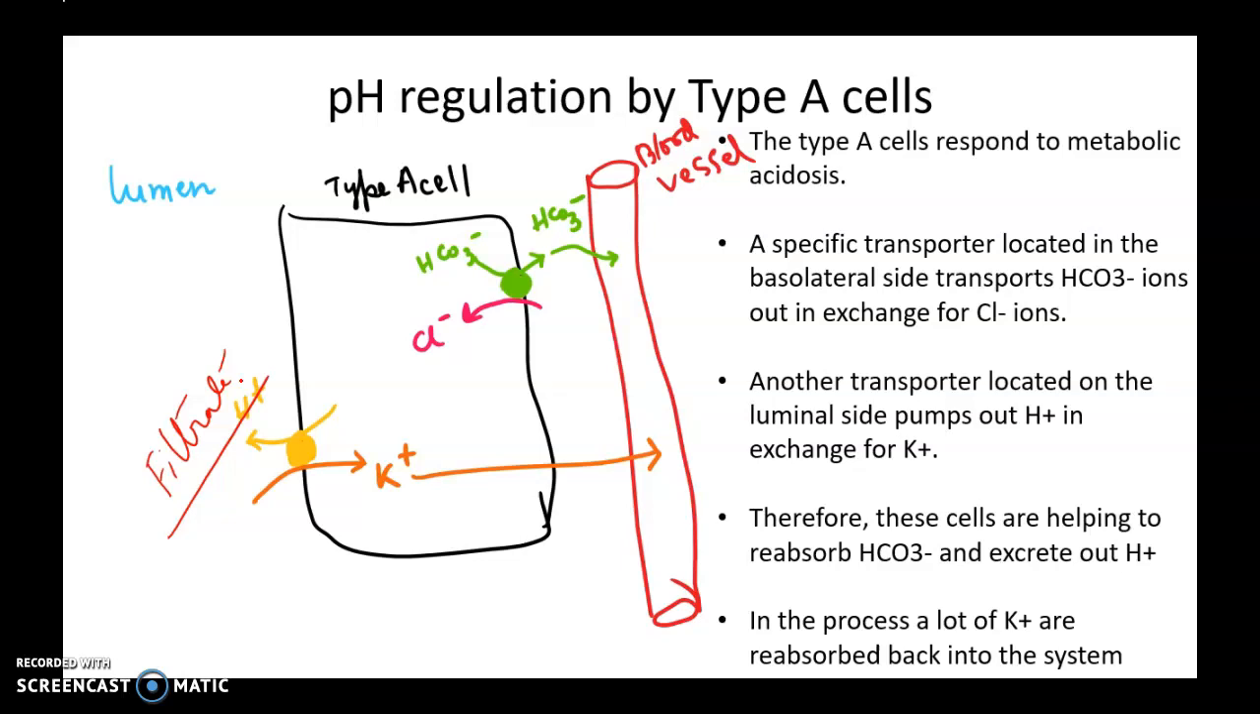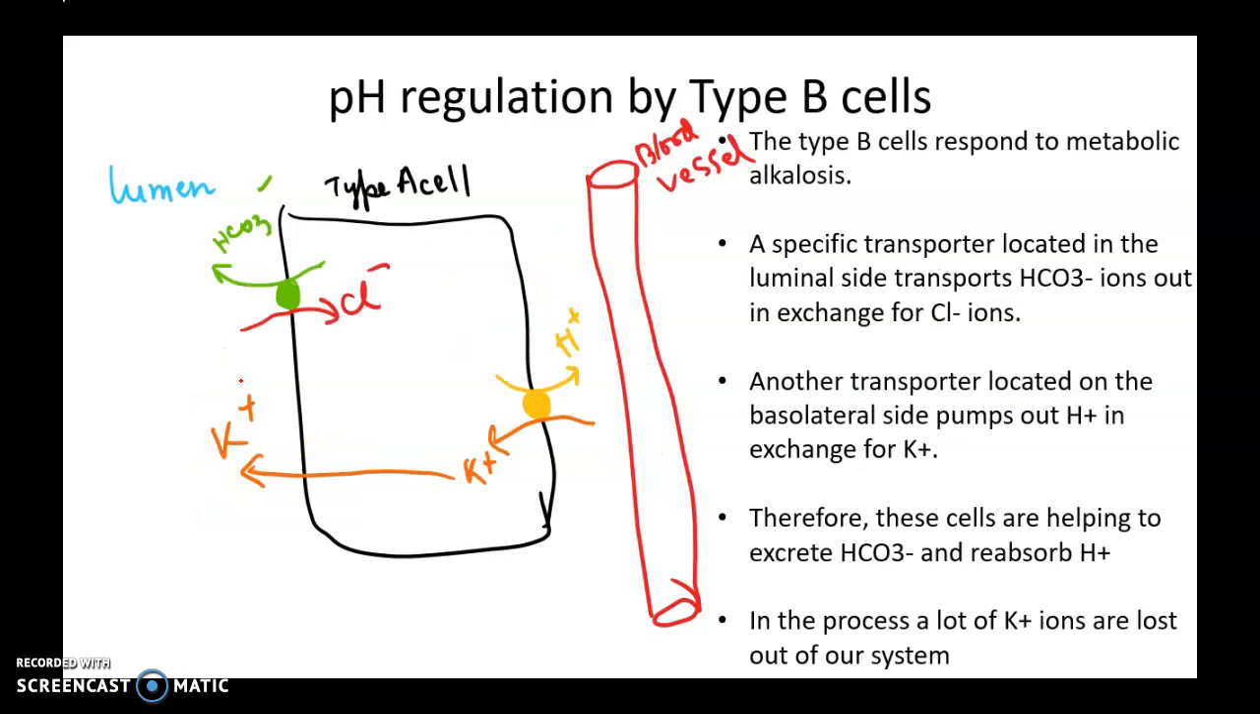So when do we need to get rid of hydrogen ions? When we are acidic, right? We need to get rid of hydrogen ions, and that is exactly what's being controlled by these type A cells. Okay. And then as hydrogen is pumped out into the lumen, potassium ions are pumped in, and then ultimately potassium leaks out into the blood vessels. Therefore, these cells are helping to reabsorb bicarbonate and excrete hydrogen ions, and in the process, a lot of potassium is reabsorbed back into the system.